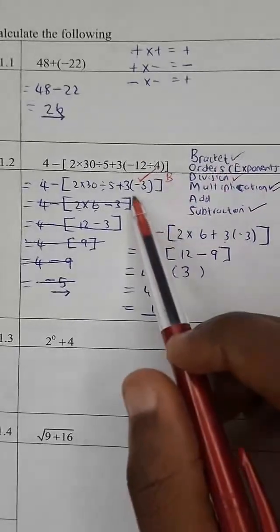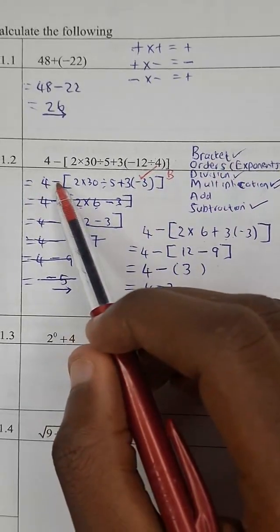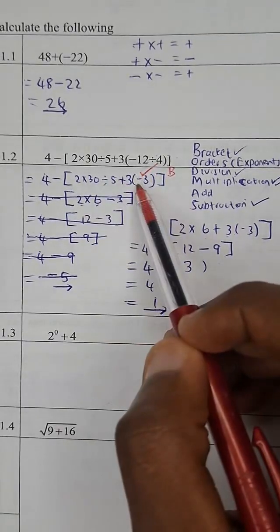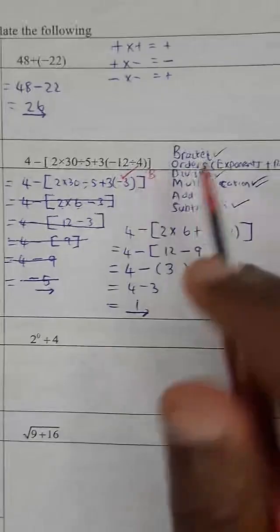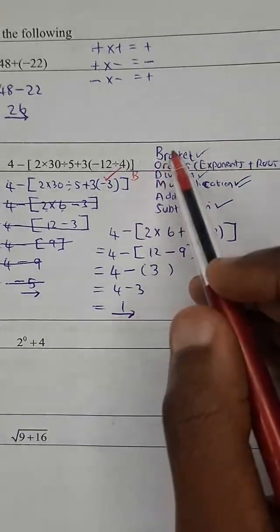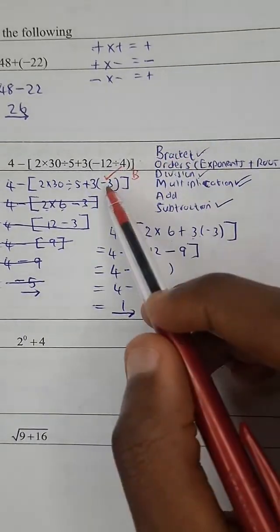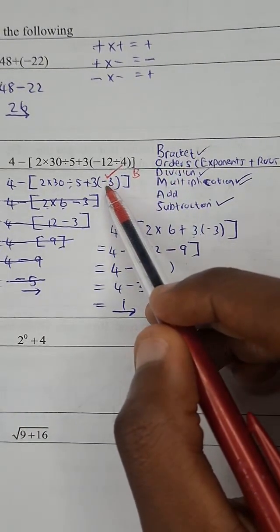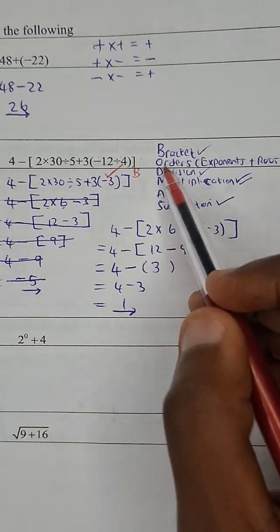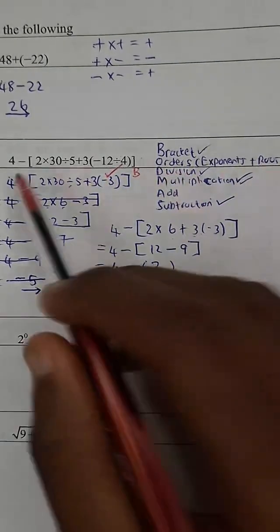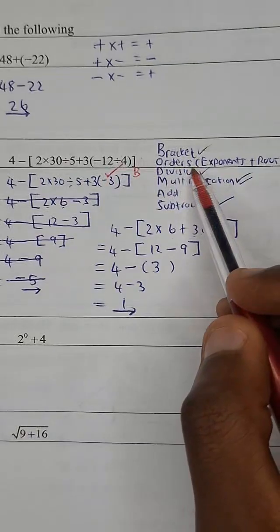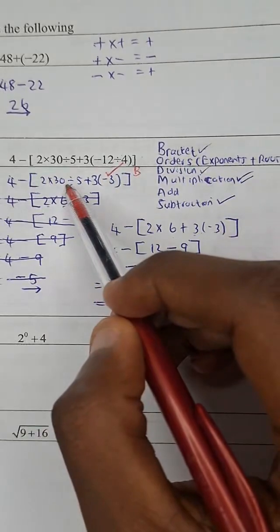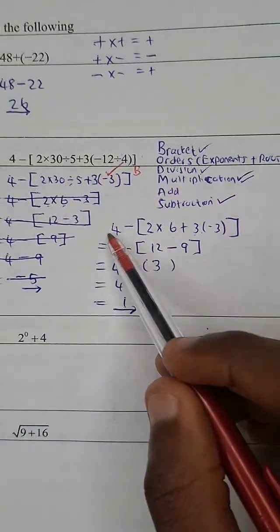Then we continue and we write 4 minus now 2 times 30 divided by 5 plus 3 into negative 3. When we move on, we are like, okay, is there another bracket? Well, there's that one, but there's nothing to resolve inside. This one is complete. So we move on. Any orders, meaning exponents and roots? No. Any division? Yes. We have division. Where is it? Here. So we are now going to write the whole entire thing.